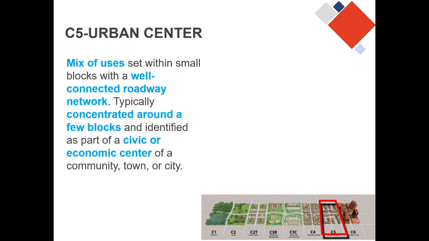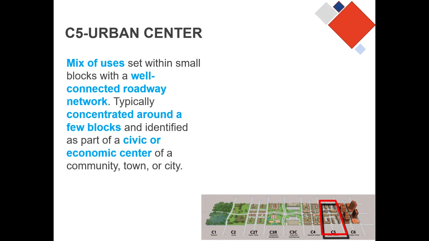The C5 urban center context classification might be thought of as a downtown location or an urban location or the center of a small urban area. Typical examples might include downtown Gainesville, downtown Tallahassee, areas that are small towns but have a large urban center. The characteristics include a mix of uses set within small blocks with a well-connected roadway network.